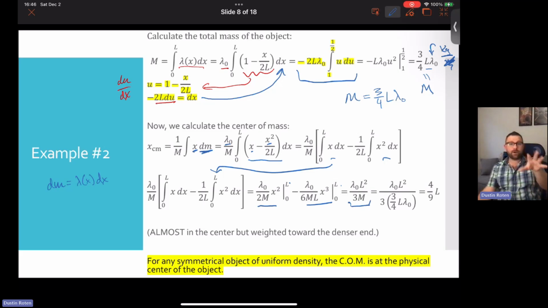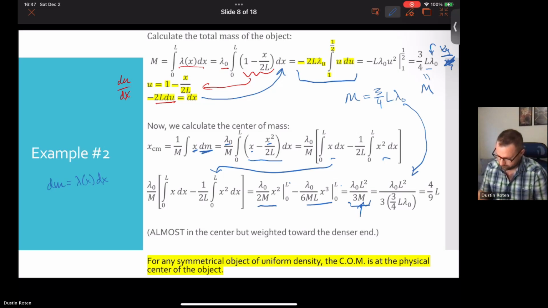Now I still have this total mass floating around. So I still have this M here. And all I need to do is just plug in my M that I found earlier. Right, so I'll plug that in here, and then everything simplifies. So I've got 4/9 L.